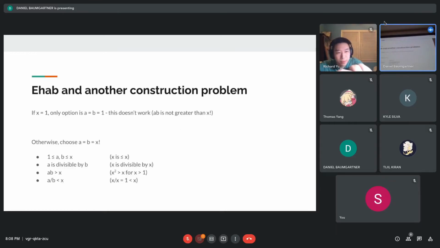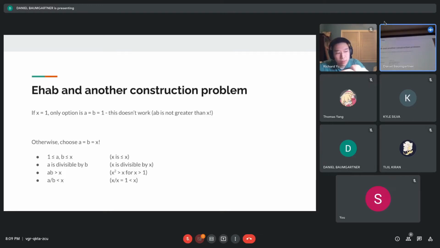So if we choose A equals B equals X, then A over B is handled. We see that X times X will be greater than X. That's AB. Now, X squared is only greater than X if X is bigger than 1. So again, 1 is probably an edge case. And finally, A is divisible by B. I think I handled that. Yes, A is divisible by B. And so we can see that for 2, we can choose 2 and 2. 2 times 2 is 4. 2 divided by 2 is 1. That works. Any number bigger than 2 would work.